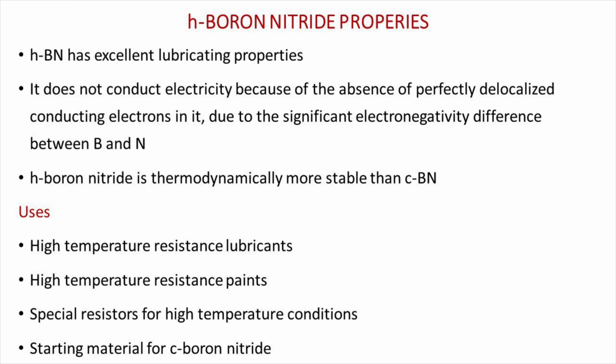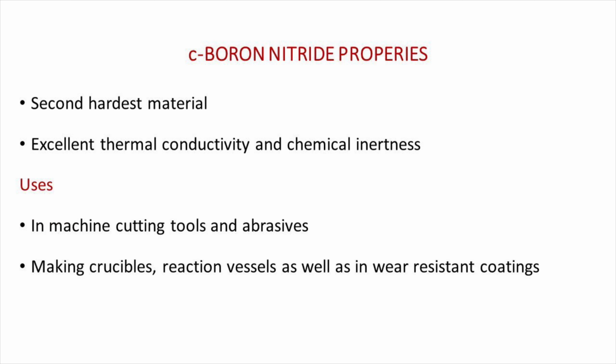Hexagonal boron nitride is used in high temperature resistance lubricants, high temperature resistance paint, and special resistors for high temperature conditions. It is also used as a starting material for the preparation of cubic boron nitride. Then what are the properties of cubic boron nitride?